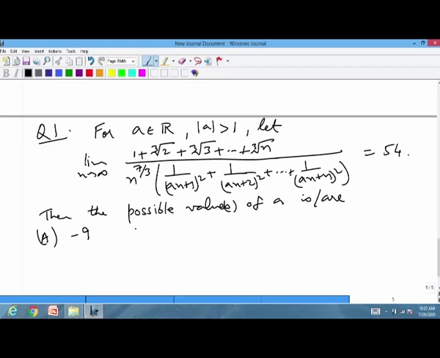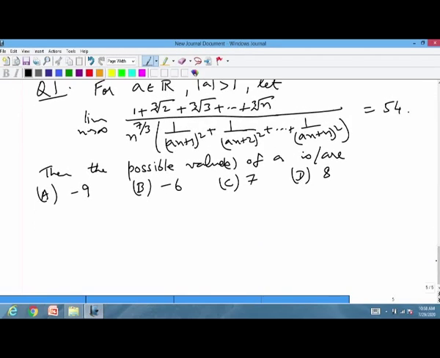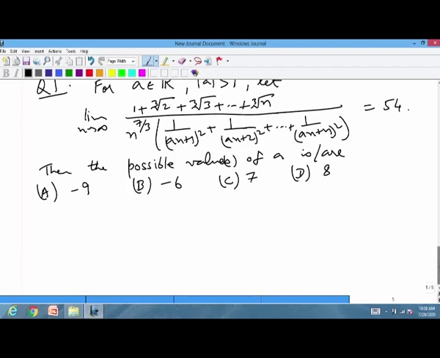A is minus 9 or minus 6, C is 7 and D option is 8. So, if you see here we have the limit of the ratio of two sums. So, we will try to write this as a definite integral.